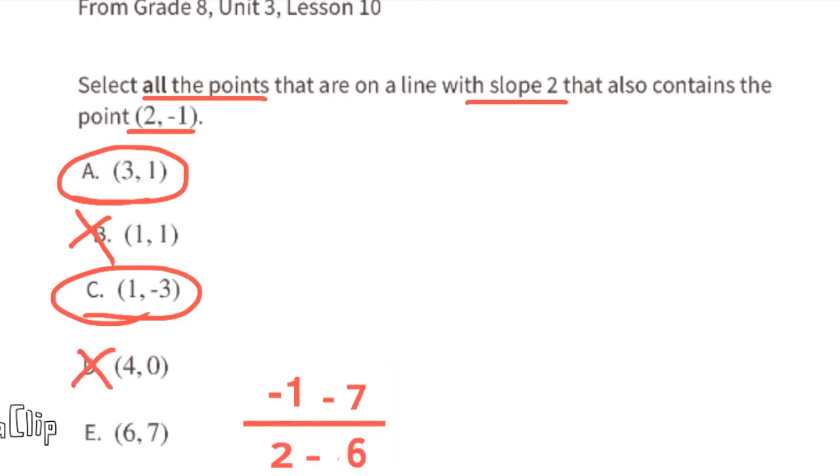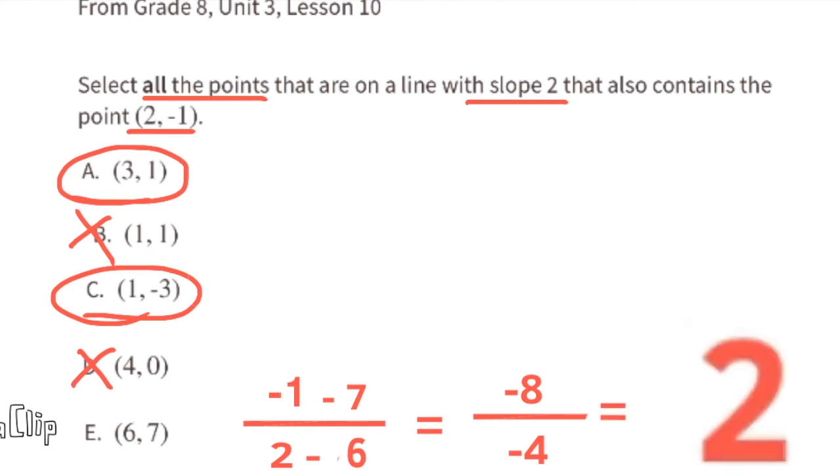E. 6 and 7. Let's set it up the same way. Negative 1 minus 7 over 2 minus 6. Negative 1 minus 7 is negative 8, and 2 minus 6 is negative 4. A negative divided by a negative is a positive, and 8 divided by 4 is 2. This has a slope of 2. That means that both these points would be on the same line, and that line would have a slope of 2.